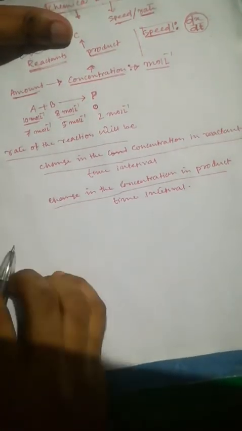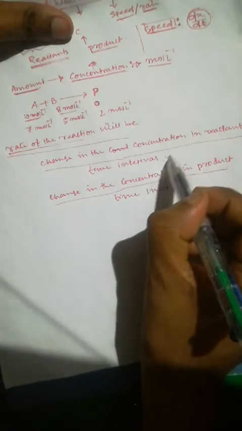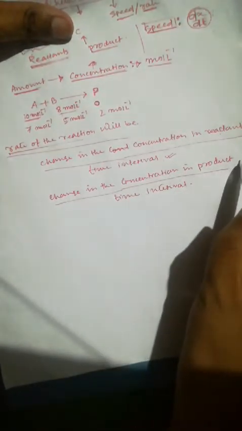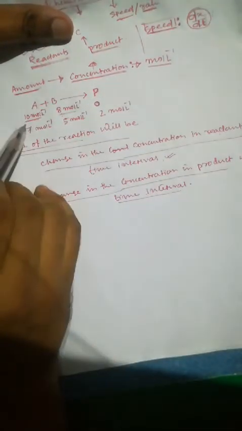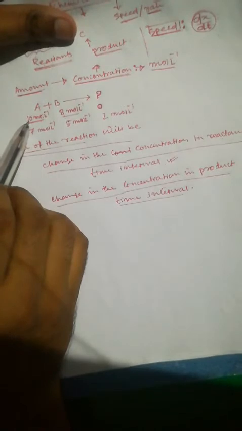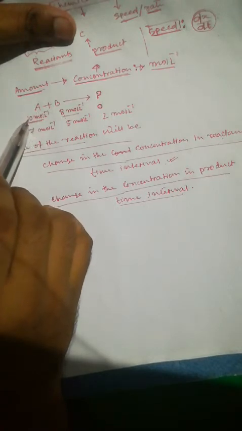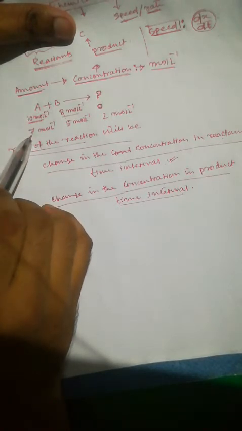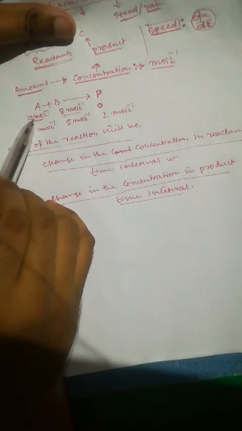All right. So first, to calculate the rate of a reaction, we have to understand the change in the concentration of the reactant within a certain time interval, and also the change in the concentration of the products within a time interval. Right? Suppose for this example, the initial concentration of reactant A was 10 mole per liter, and after some time the concentration of A decreases from 10 mole per liter to 7 mole per liter. This will be the final concentration of A, and this will be the initial concentration of A.